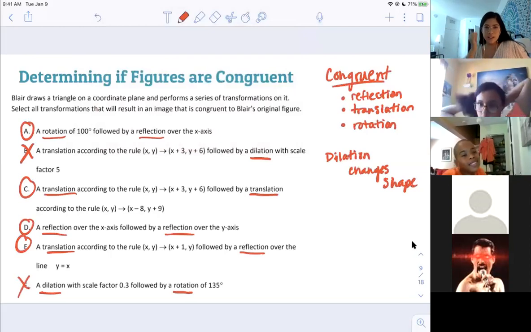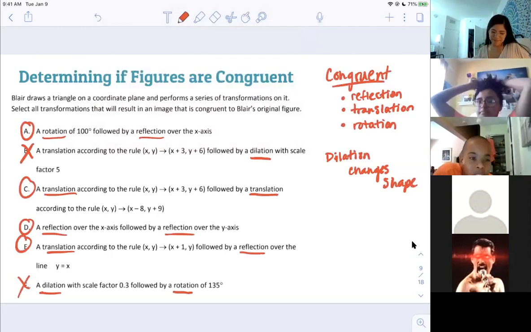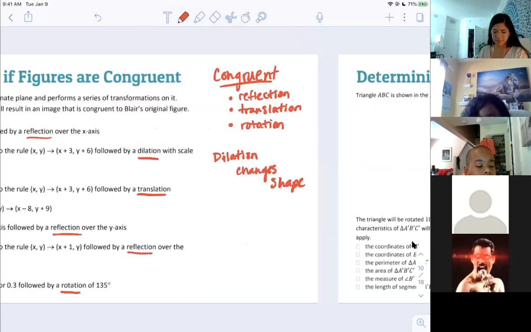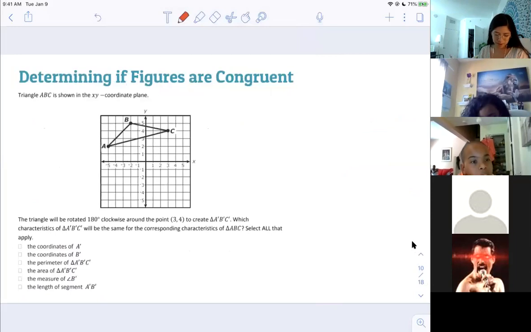I thought it wasn't because it was rotated by 100 degrees. It doesn't matter how much you rotate it, it's going to stay the same. You can do it as many times as you want in whatever direction, it's still going to be congruent.